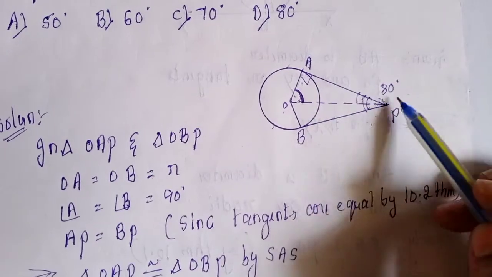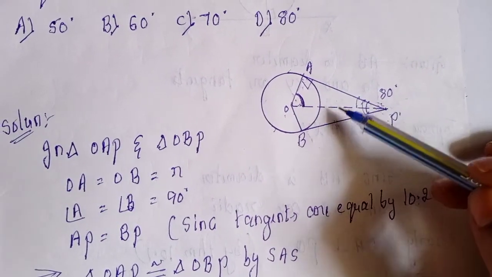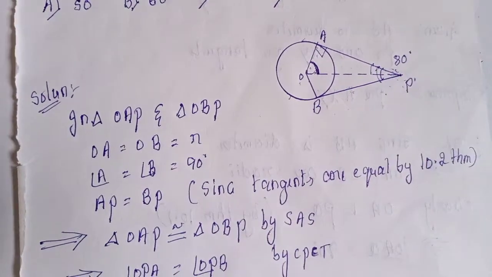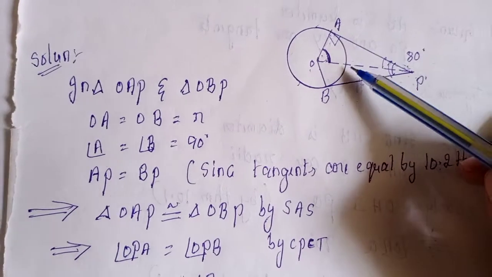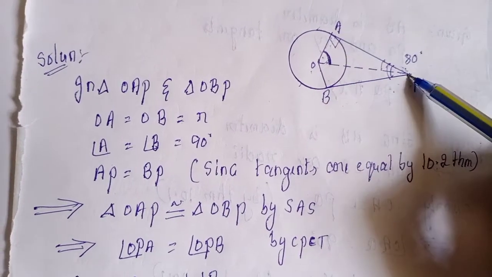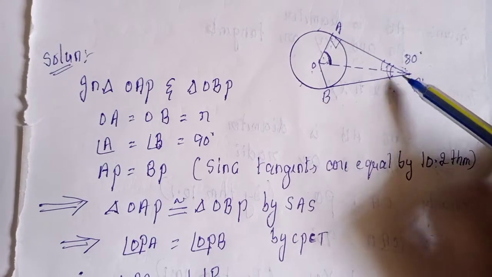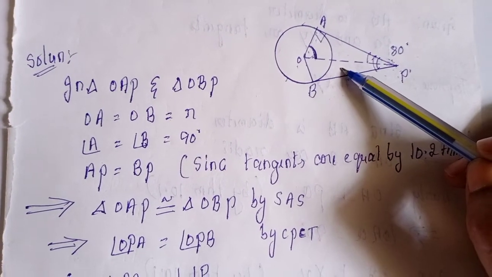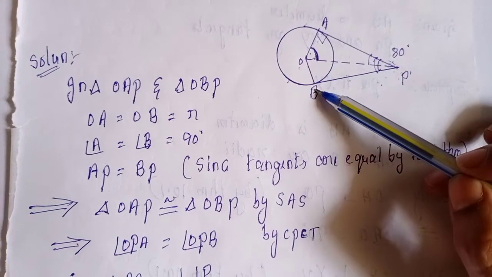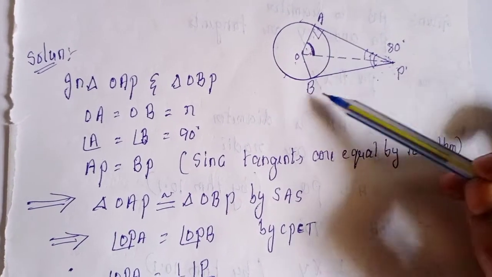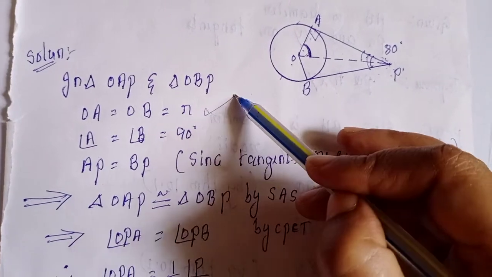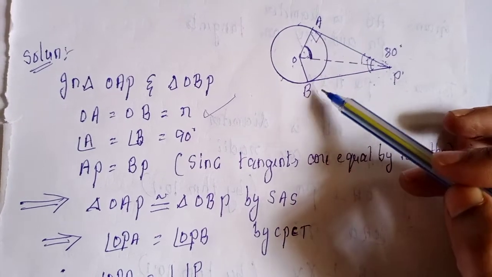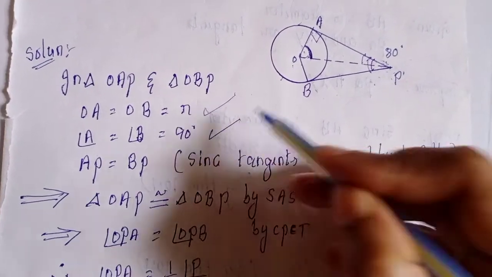So to find APO, I have to show that these two triangles are congruent. So which two triangles? Read the triangles. Triangle OAP and triangle OBP. You can see these two triangles are here. Now I have to prove that these two triangles are congruent. So as you know that OA and OB both are radii, and you know that radii of the same circle are equal. So that will become the first matching pair. And by theorem we can tell that angle A is 90 and angle B is also 90. So this is the second matching pair.